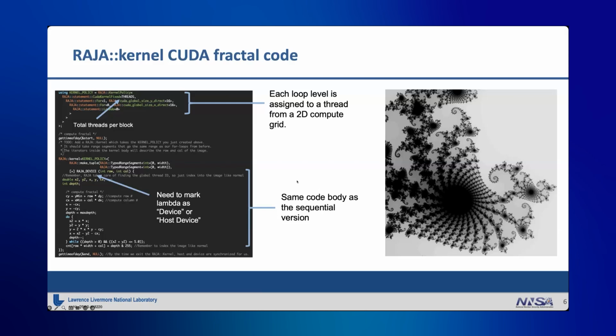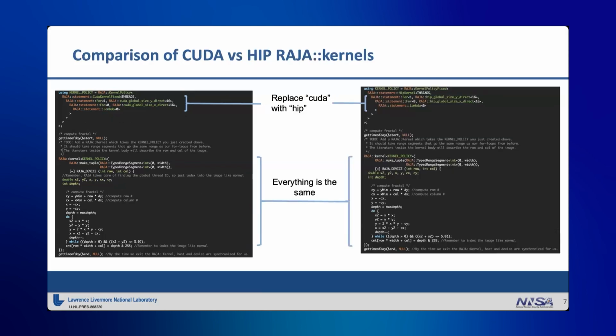Something to note here is that this is the same code body as in the sequential version. In order to make this work for HIP, you simply have to replace CUDA with HIP, and then everything else is the same. So you can basically do string replacement, and it works on AMD devices.